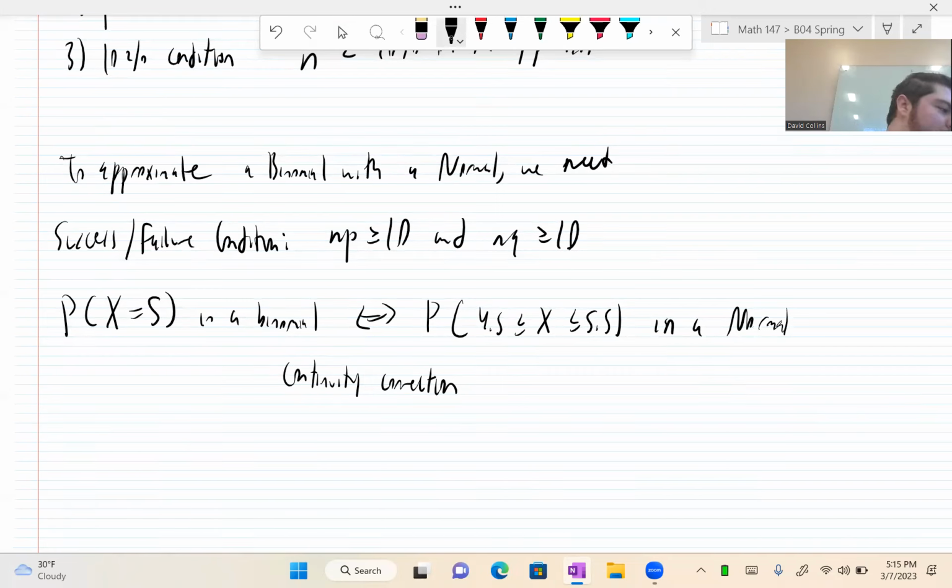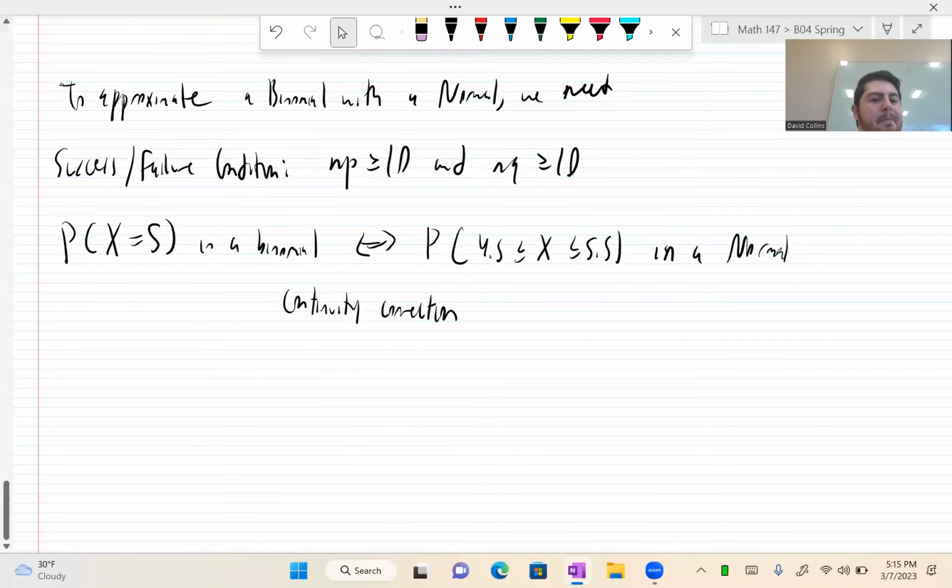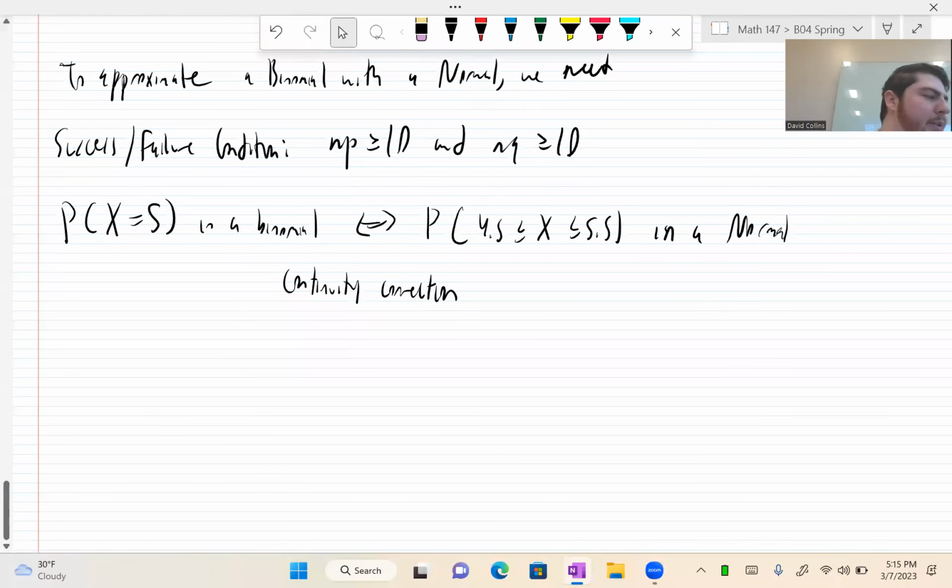You do not need to know a Poisson. You do not need to know an exponential. We will talk about the uniform briefly. Any questions before I move on? I know it's a lot of stuff.